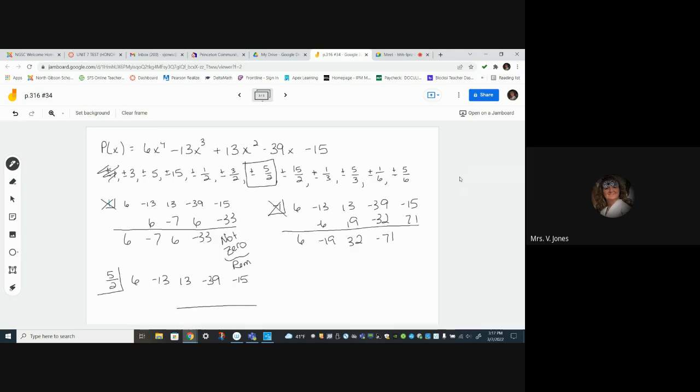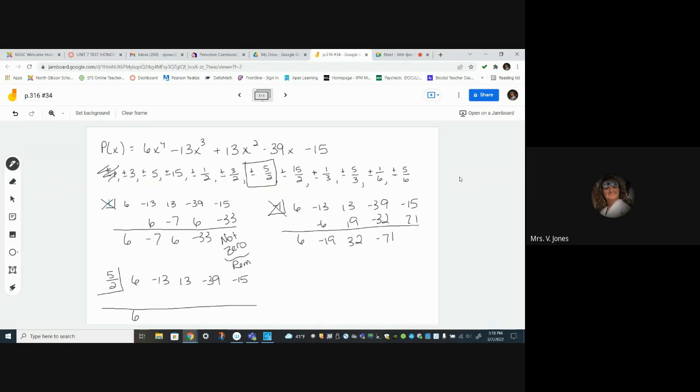Sometimes you go through all those numbers. It is possible that we could go through all those and none of them work. So if you run into that, you need to realize that, hey, at least you practiced synthetic division, and you ought to be really good at it by the time you get finished.